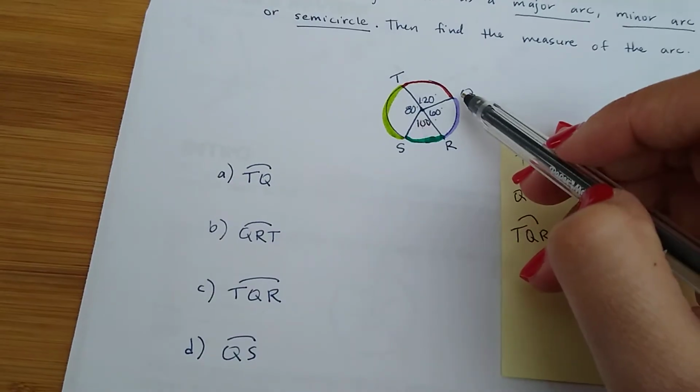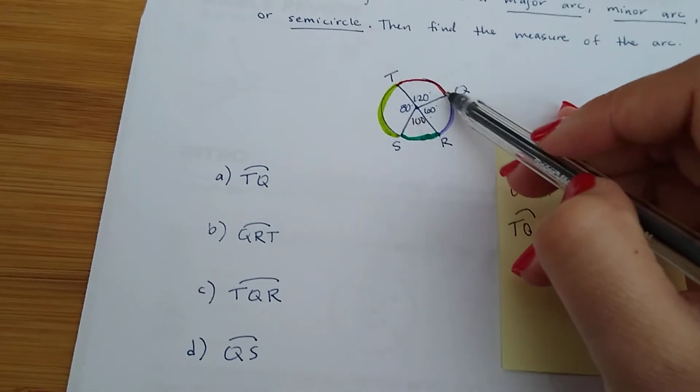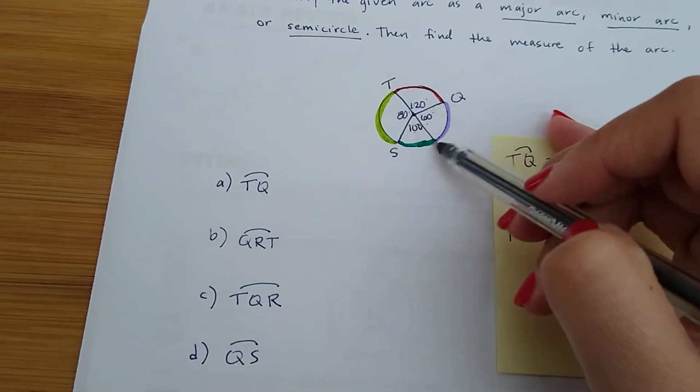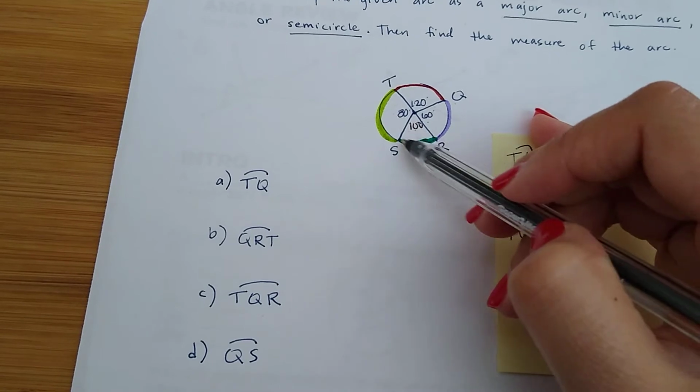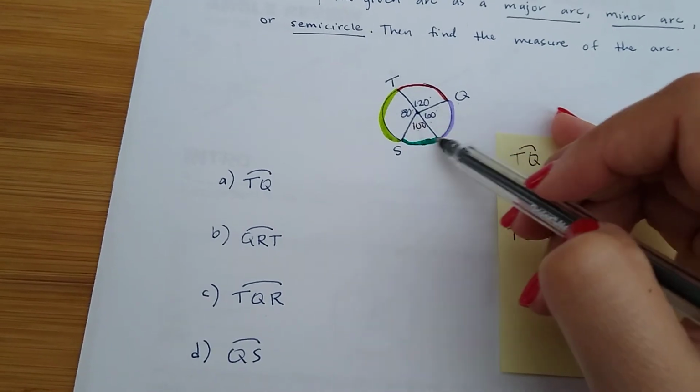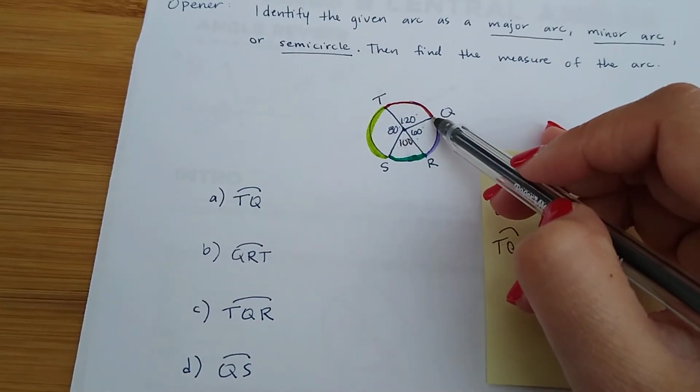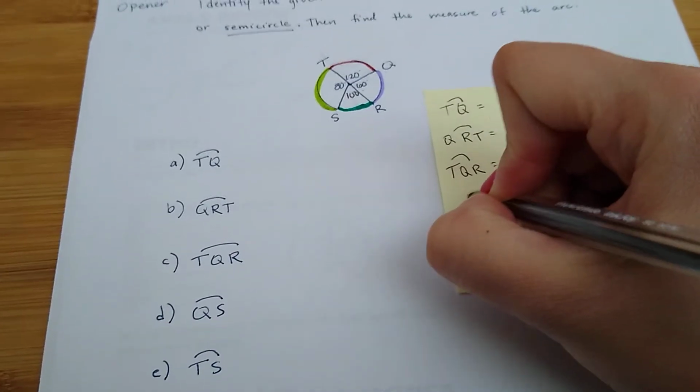Whenever you're not sure if you're going to do minor or major arc, always go with the minor arc. Follow the minor arc first. So in this case, we're going to take the shorter route. So it'll be QRS, so 60 plus 100 is 160.